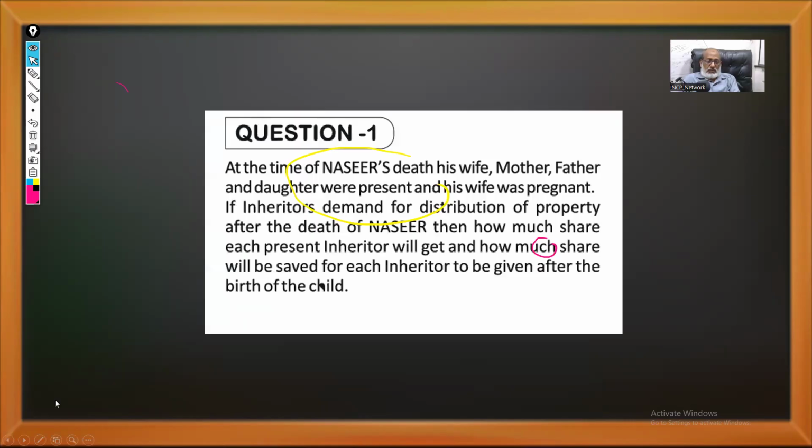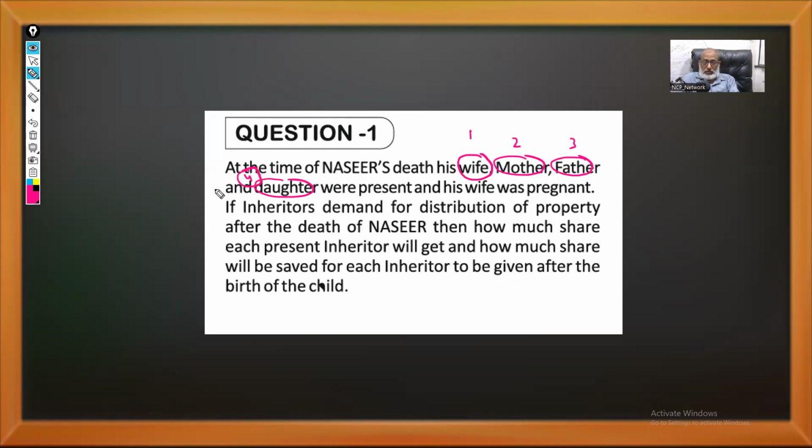This is the first question. In that question, the deceased person is Nasir, and he left behind his wife, mother, father, and a daughter.